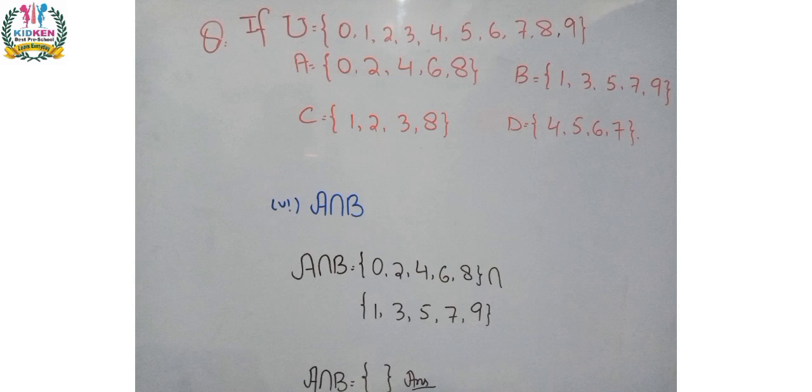Next part of this question, A intersection B. Before starting this question, I would like to define intersection. In intersection, we write the common values present in both sets. So for A intersection B, we write the common values of A and B. A has values 0, 2, 4, 6 and 8 and B has values 1, 3, 5, 7 and 9. Nothing is common in these two sets, so we can write the answer A intersection B as null set or empty set.